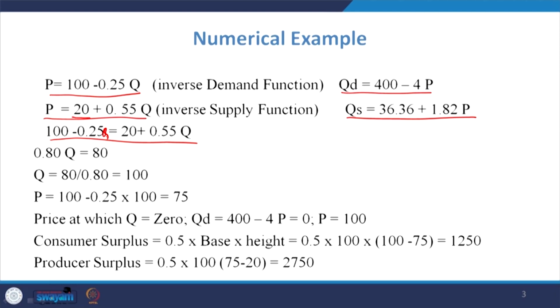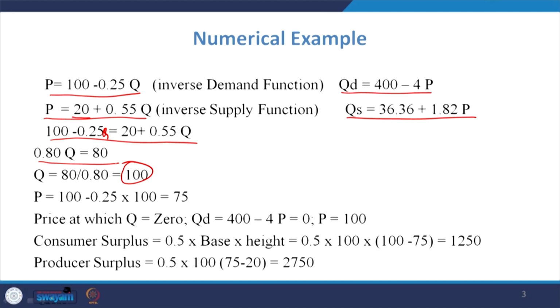Now, you can further simplify it, then you will get 0.8 Q equal to 80, and Q is 80 divided by 0.8 and that becomes 100. So, 100 is the equilibrium level of quantity, and by putting the value of Q into the function you can also get the market price.